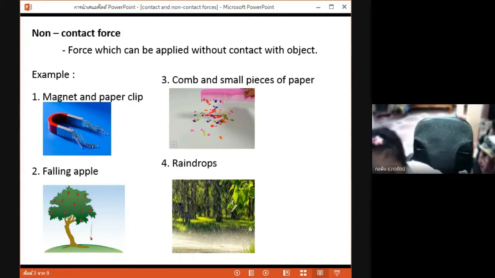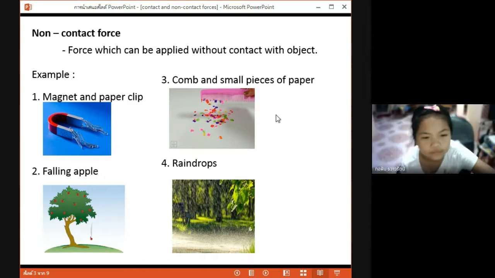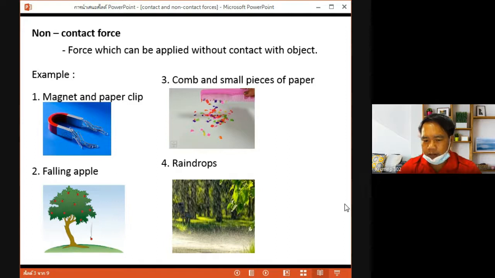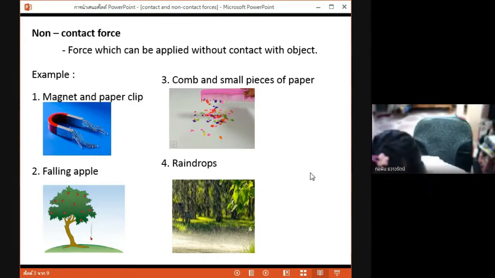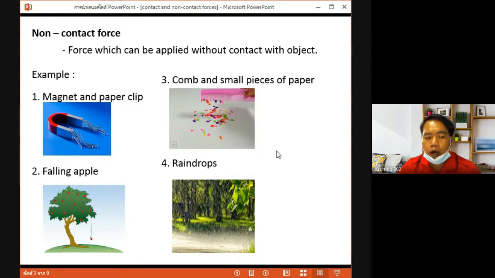Okay, so you can see here raindrop. Did you understand contact and non-contact forces? Students, understand? Yes. Okay, very good, students, and especially those who are willing to learn contact and non-contact force.